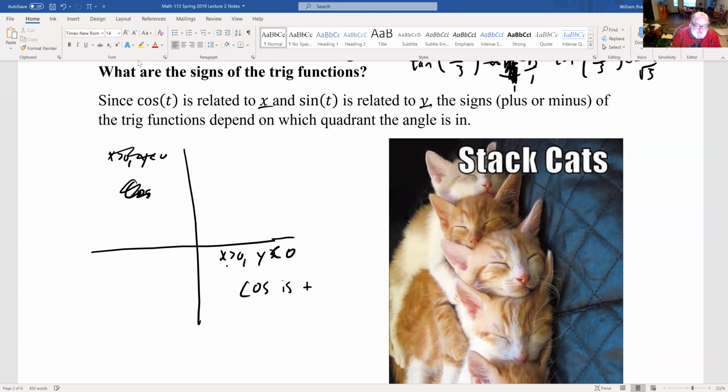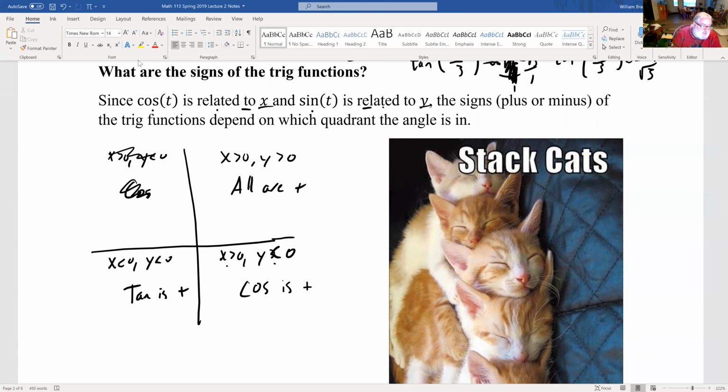Because if x is positive and y is negative, cosine is positive, sine is negative. Up here, x is positive, y is positive, so all are positive. Down in this quadrant, x is less than 0, y is less than 0. That means cosine is negative and sine is negative, but tangent is sine divided by cosine, so the minus signs cancel out. So tangent is positive.